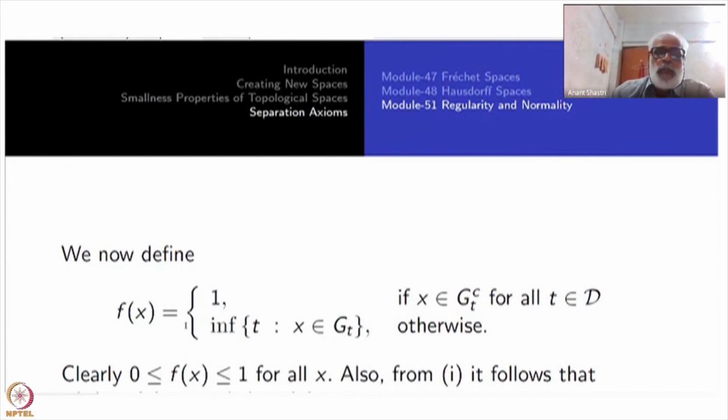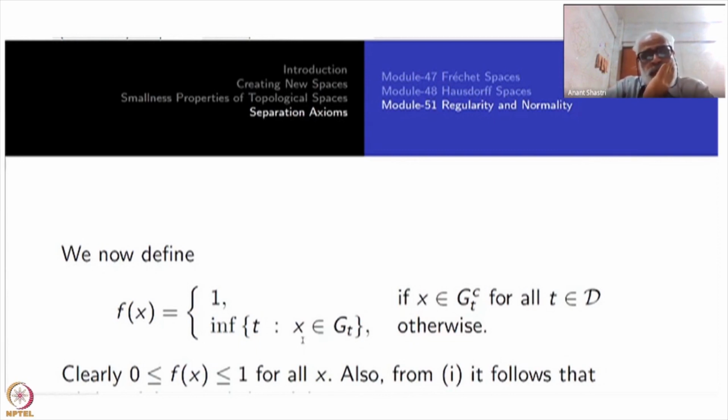See, at least this set is non-empty. Therefore, infimum makes sense. Anyway, once it is non-empty, it is bounded below. All these numbers are bigger than or equal to 0. So it's bounded below by 0. So the infimum is a finite number. If it's empty, then you would have a problem. So whenever it's empty, you just define it as 1. That is all right. Take the infimum of all t such that x is inside G_t.